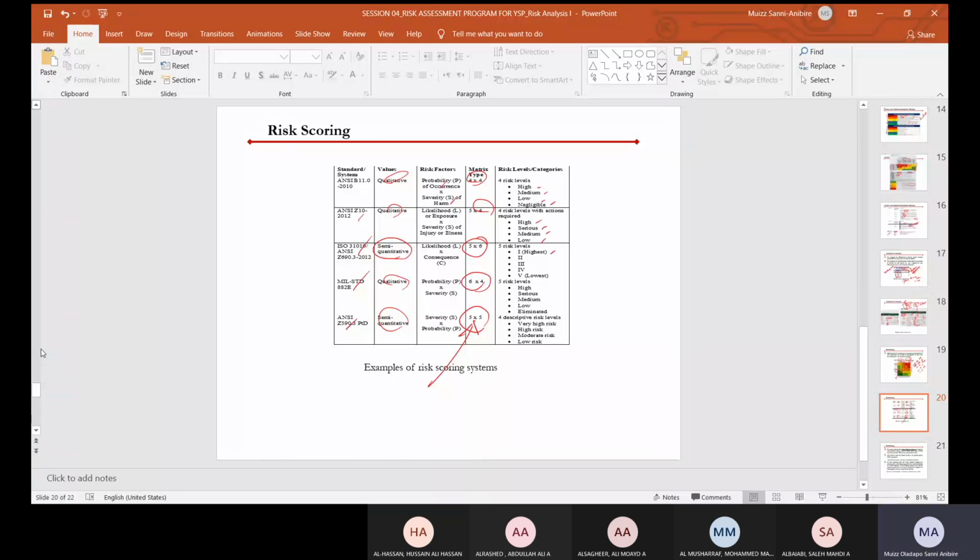Highest is number 1, and they have 2, 3, 4, and then lowest. So all these are anything between highest and lowest. We have 5 risk levels: high, serious, medium, low, and eliminated, which is lowest or negligible or nonexistent. We have very high risk, moderate risk, and low risk for 4 descriptive risk levels.